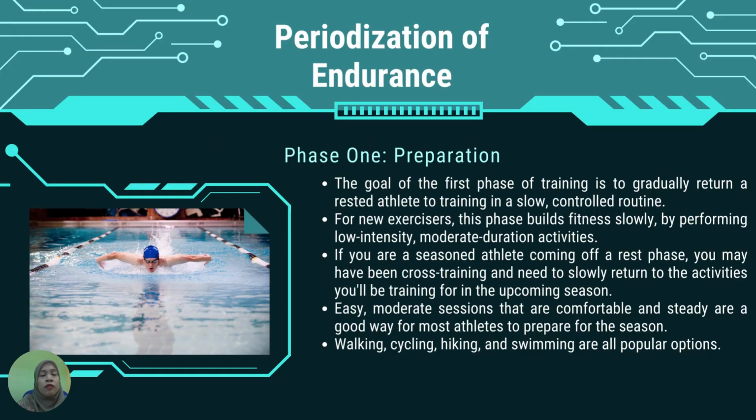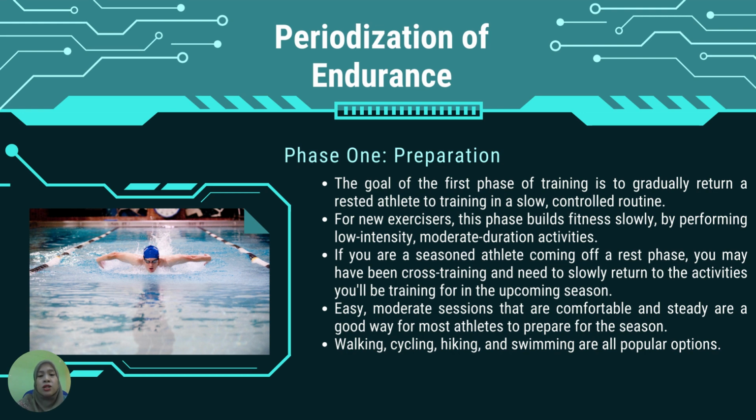The prioritization of endurance. Phase one is the preparation phase. The goal is to gradually return a rested athlete to training in a slow and controlled routine. For a new exerciser, this phase builds fitness slowly by performing low-intensity, moderate-duration activity. If you are a seasoned athlete coming off a rest phase, you may have been cross-training and need to slowly return to the activity you will be training for in the upcoming season.